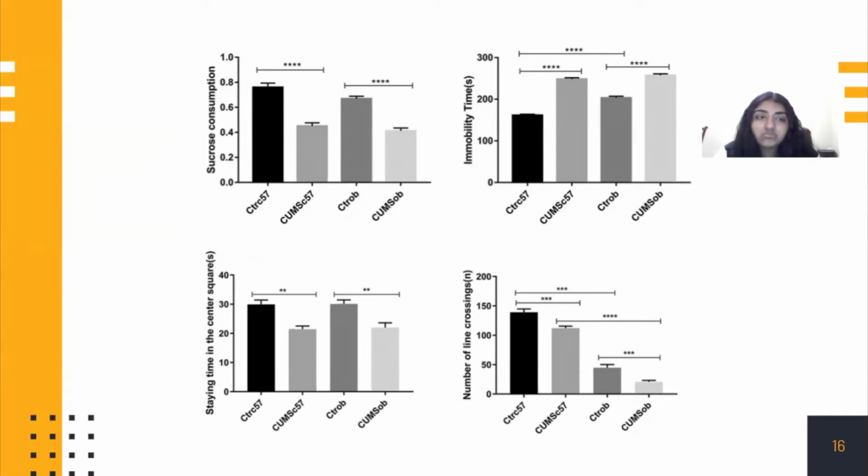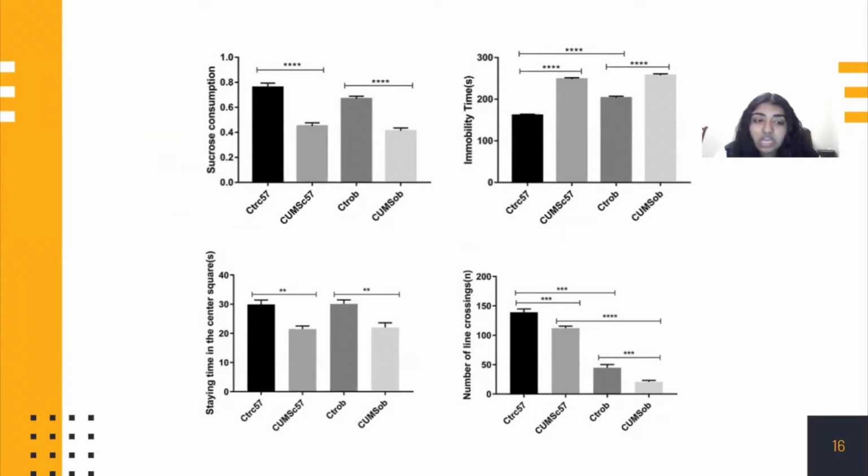So from these results, we can see that, A, there's a significant decrease of sucrose consumption in the mice, which means that they have anhedonia. They're not receiving the pleasure from the sucrose water. The second thing to note is that there's significantly higher levels of immobility time, which means that they're spending more time dejected and having feelings of worthlessness.